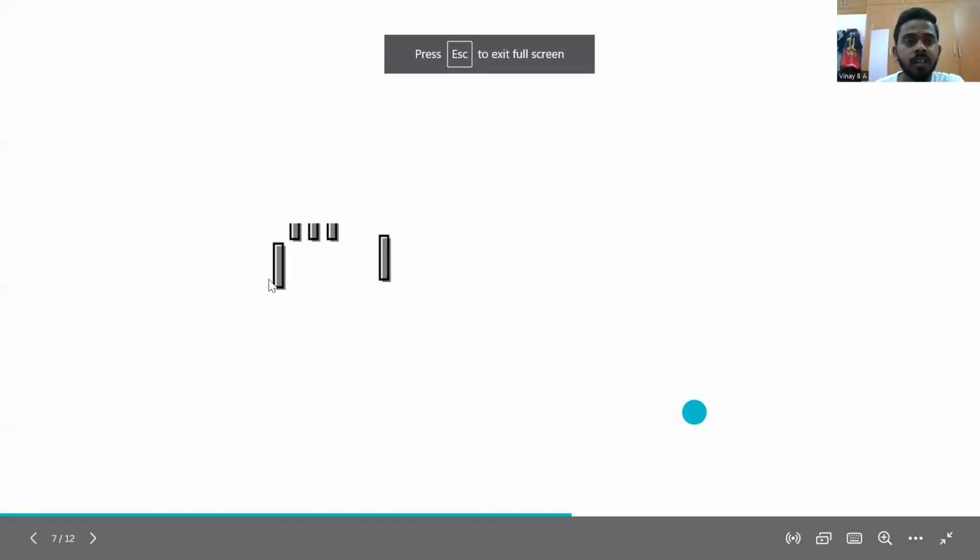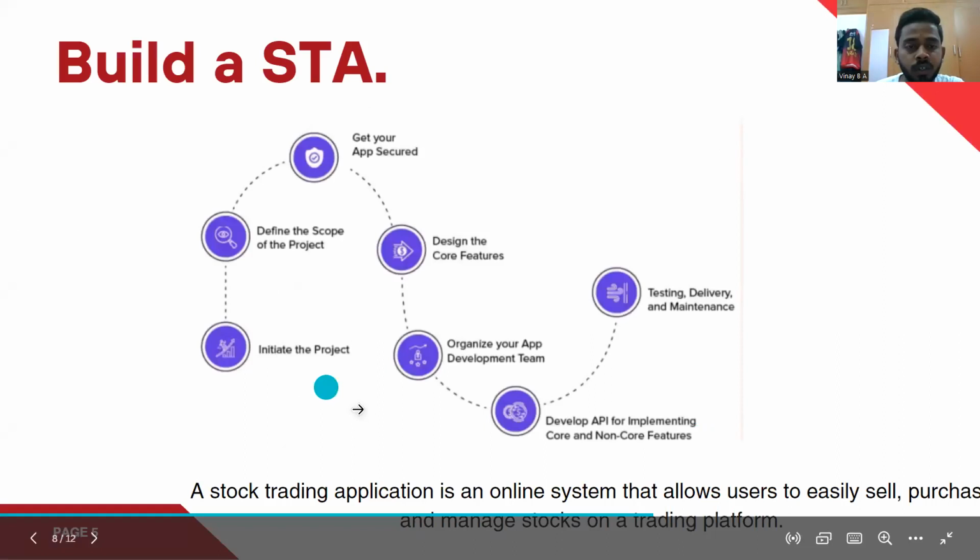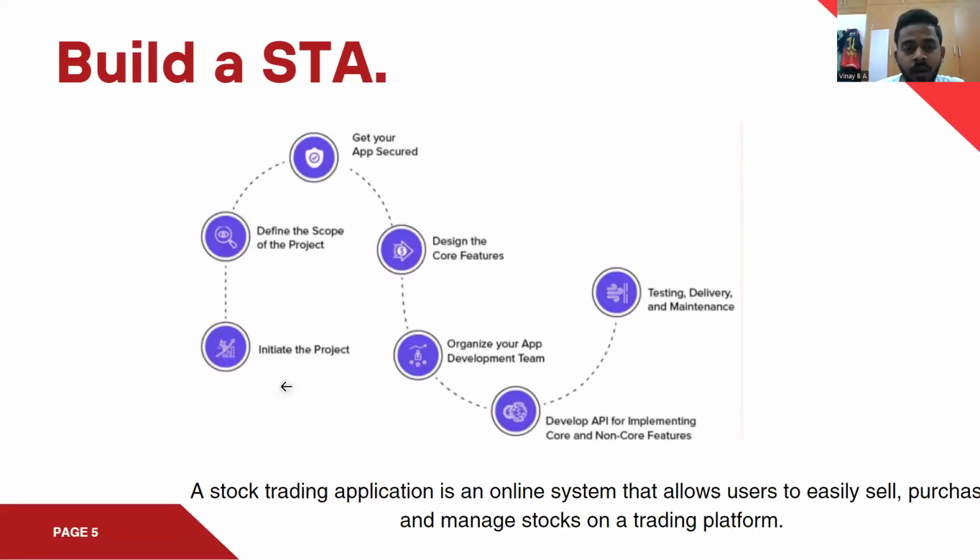After implementation, this is how to build the STA. How to build STA? First, we should know how to initiate the project. First, we plan what to invest in the project and how much we should invest. First one is initiate the project. The next one is define the scope of the project.